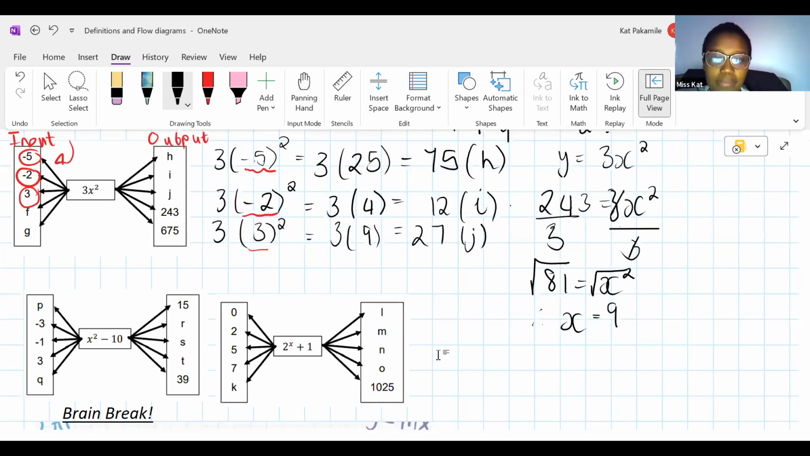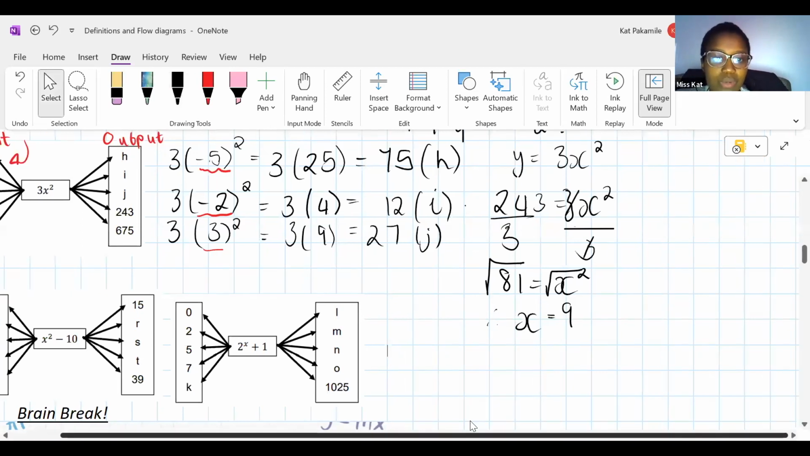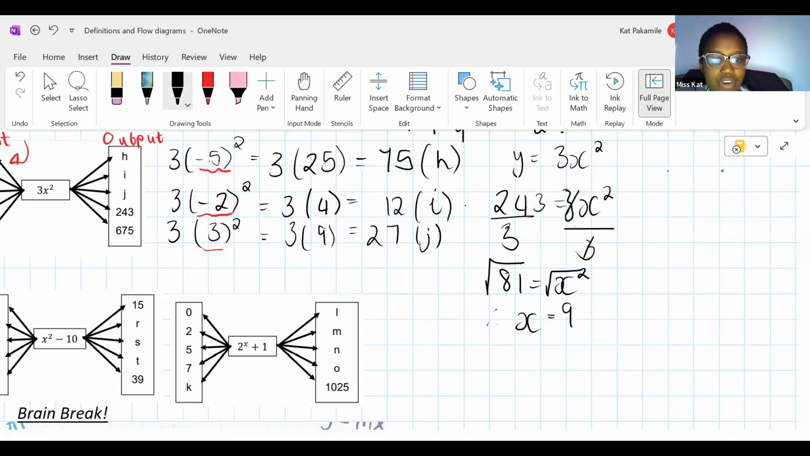You're welcome. Okay. And then the last one, guys, we have 675 is equal to 3x squared. Again, we want to get rid of that 3, so we divide by 3 on both sides, right? These 3's will cancel out. What's 675 divided by 3? 225.